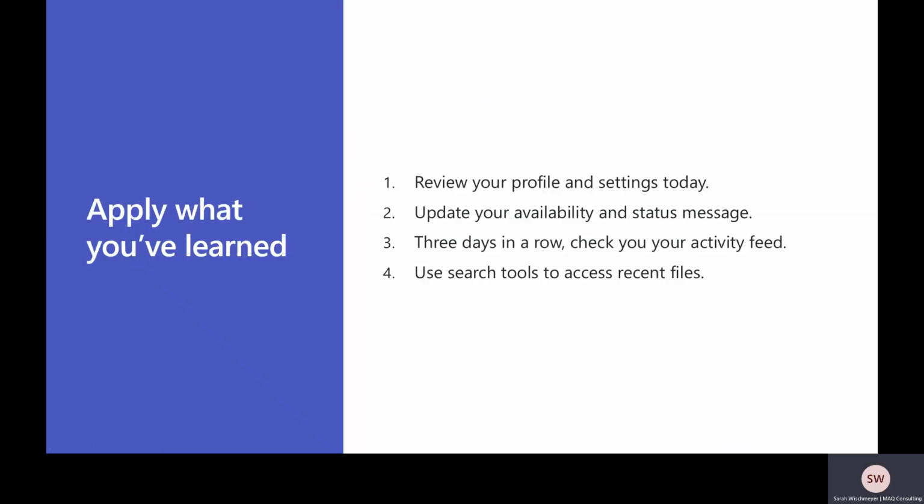And so I want to give you a couple of go-do activities to help you continue learning. So the first one would be, start today, go ahead and review your profile settings. Maybe even do a profile audit, settings audit, once or twice a quarter or something like that. Another thing to do would be update your availability, your status message. Maybe the next 3 days in a row, check your activity feed. And then the other thing is explore those search tools, see how that helps you find relevant files, conversations, helps you follow people as well.